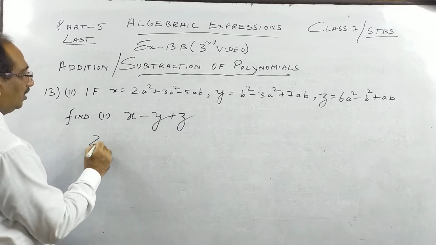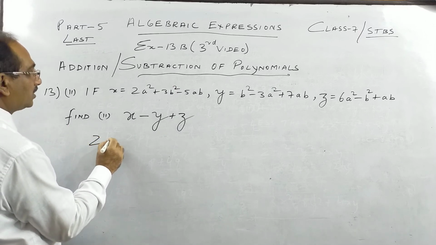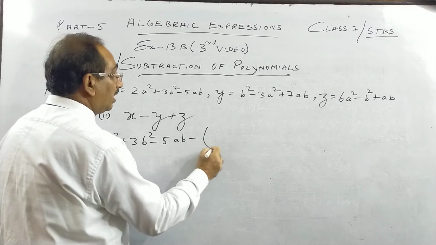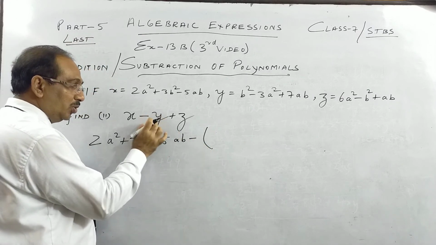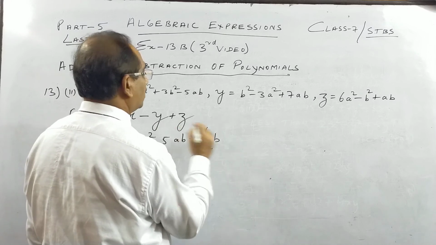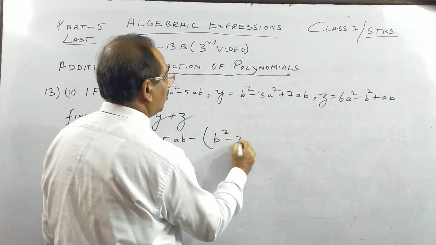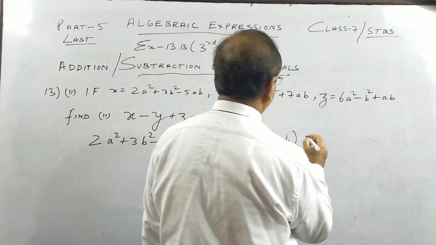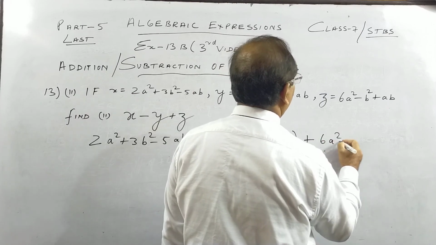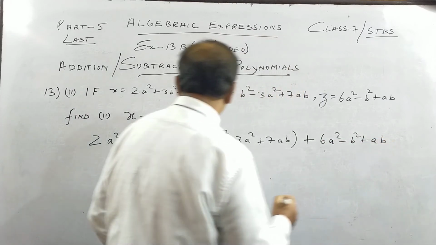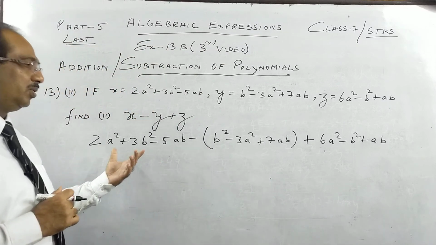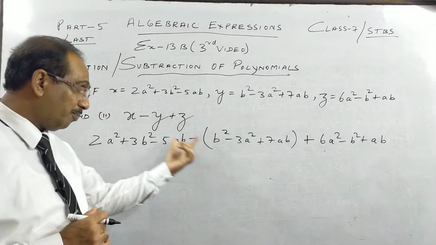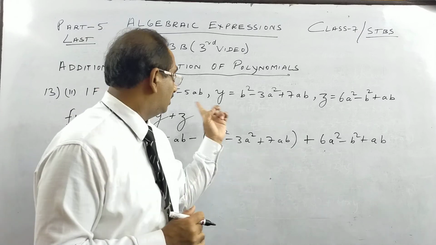So write, hence what do we get? x is 2a square plus 3b square minus 5ab. Wherever minus is there, children, you need to put a bracket because all the signs will change. What is y? b square minus 3a square plus 7ab. Again plus, you don't need to put a bracket. Once more I have written x, check everything, say minus. Where minus is there, a bracket is a must, plus z.